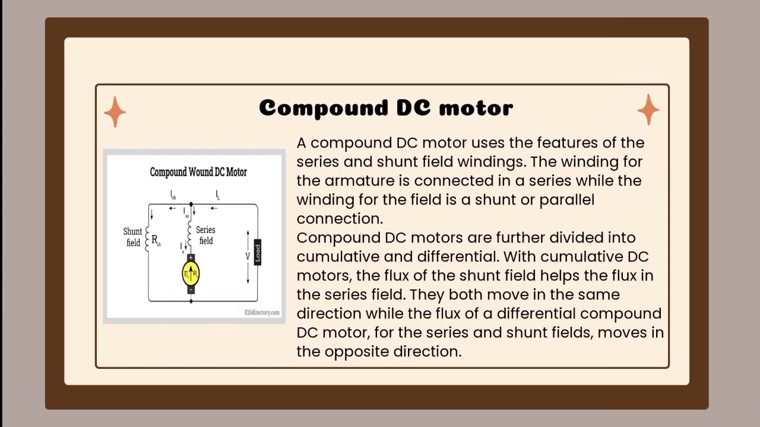Compound DC motor. A compound DC motor uses the features of the series and shunt field windings. The winding for the armature is connected in series while the winding for the field is a shunt or parallel connection. Compound DC motors are further divided into cumulative and differential. With cumulative DC motors, the flux of the shunt field helps the flux in the series field. They both move in the same direction, while the flux of a differential compound DC motor for the series and shunt fields moves in the opposite direction.